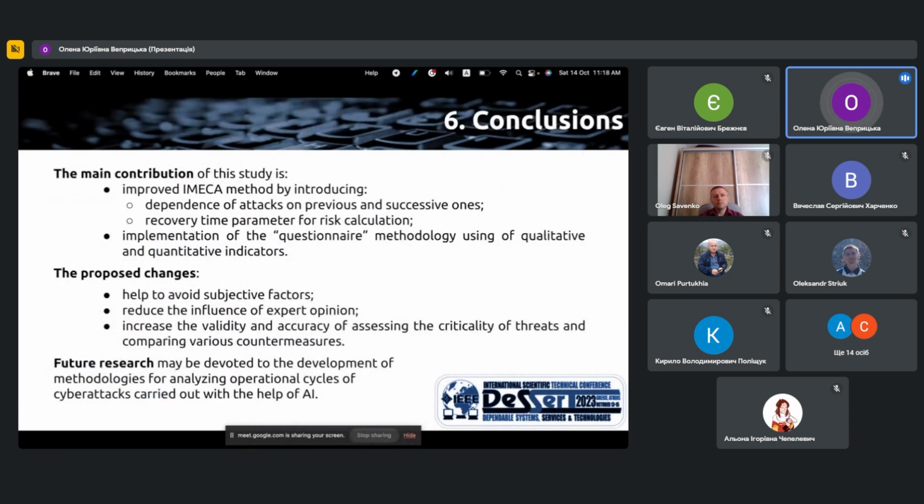Finally, the main contribution of this study is to improve IMECA analysis, adding dependence of attacks on each other and recovery time, and its combination with questionnaire technique. It should help to avoid subjective factors such as expert opinion and increase the validity and accuracy of assessing the criticality of threats and comparing various countermeasures.